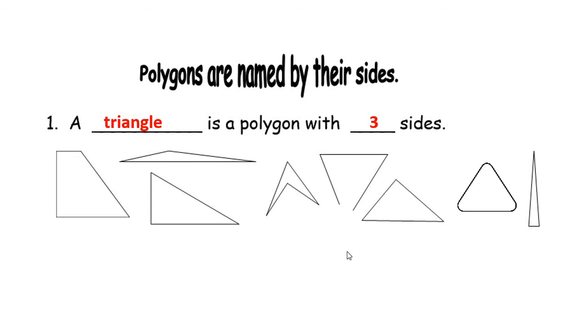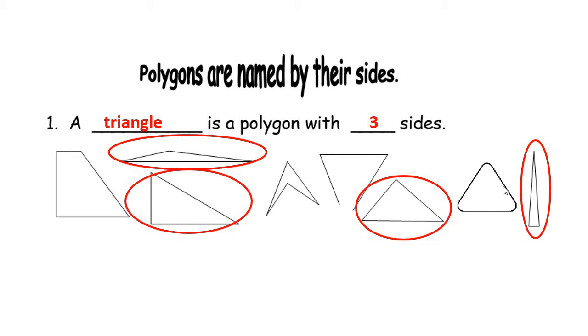So now we're going to look at the polygons named by their sides. You certainly are familiar with this one. A triangle is a polygon with 3 sides. In fact, the prefix tri means 3 angles. Pause this video and circle the triangles.